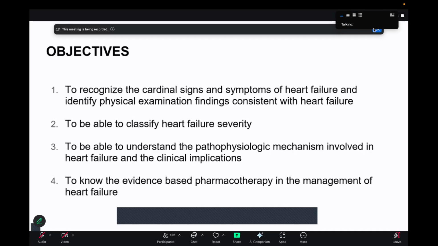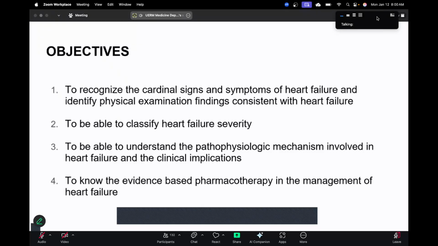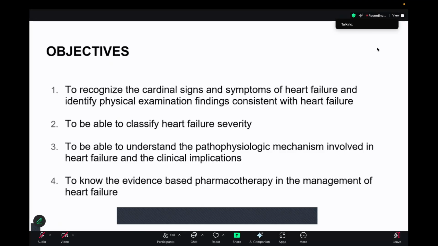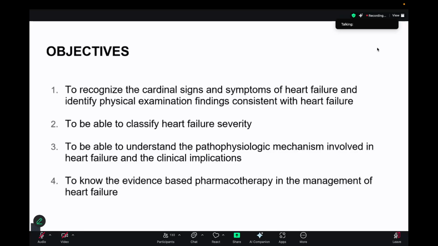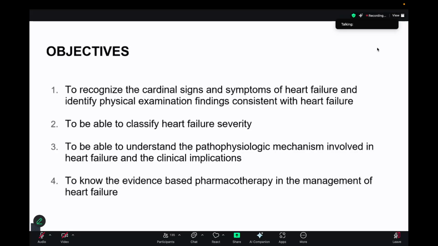So for my objectives at the end of this session, the students should be able to recognize the cardinal signs and symptoms of heart failure and identify physical examination findings that are consistent with heart failure, to be able to classify heart failure severity, to be able to understand the pathophysiologic mechanisms involved in heart failure and the clinical implications, and to know the evidence-based pharmacotherapy in the management of heart failure.